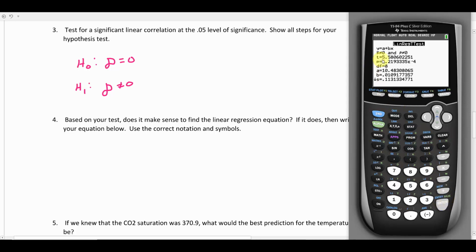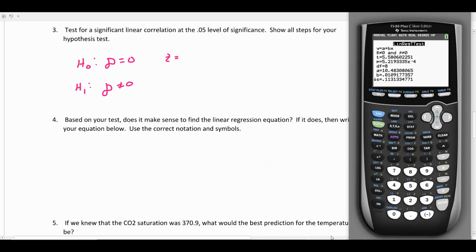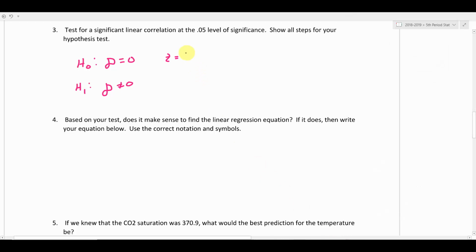And there we go. So we got our test statistic, and that's one of the things that I want you to write down. I want you to write down what the test statistic is. And in this case, for us, it was 5.58.